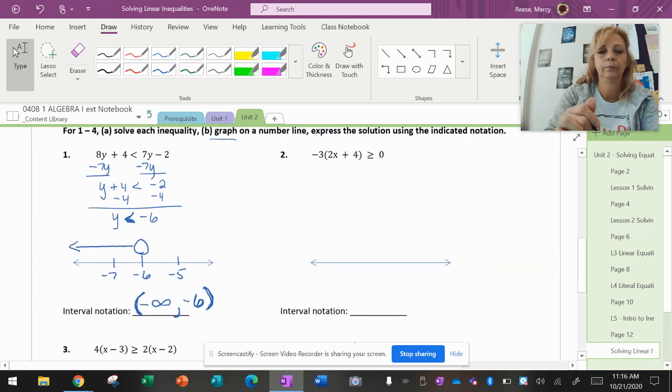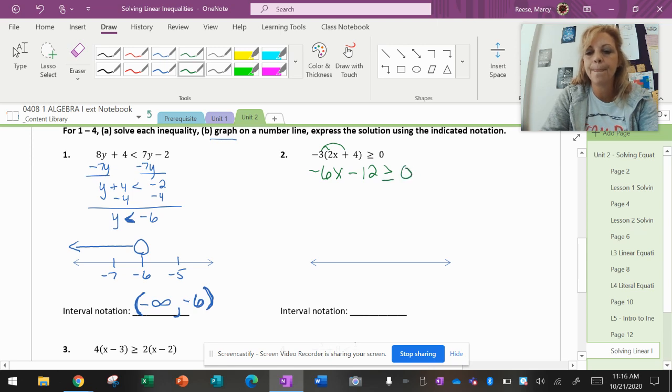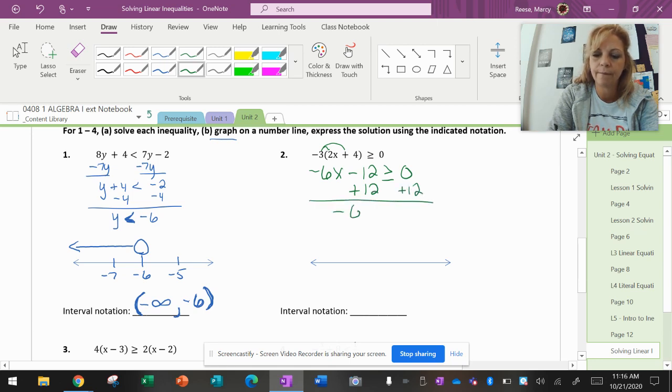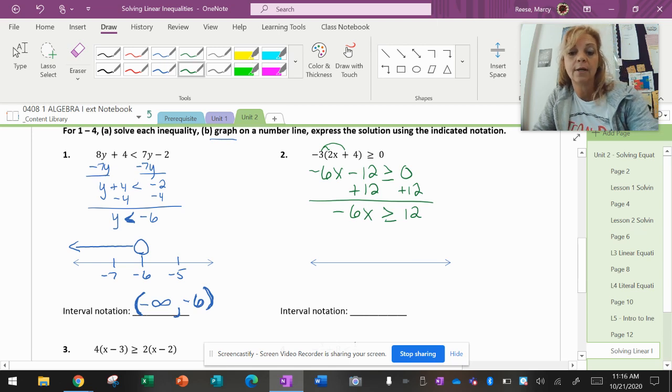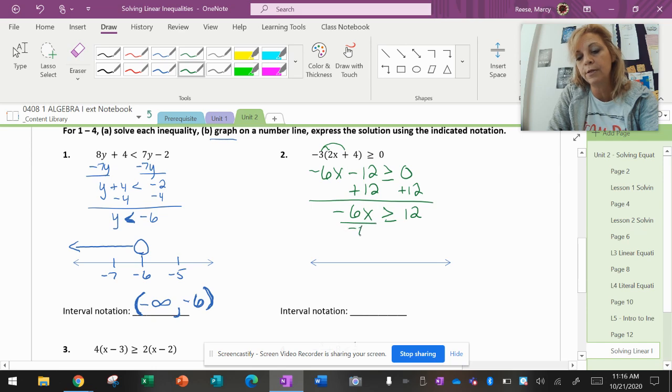Second one, we're going to solve just as if it were an equation. Forget it's an inequality for a second. Looking at the left side, I would distribute, so I have negative 6x minus 12 is greater than or equal to 0. Get the x's by themselves, so I'm going to add 12. So it's negative 6x is greater than or equal to 12. Then I say, I've got to get x by itself. It's being multiplied by negative 6, so undo it by division.